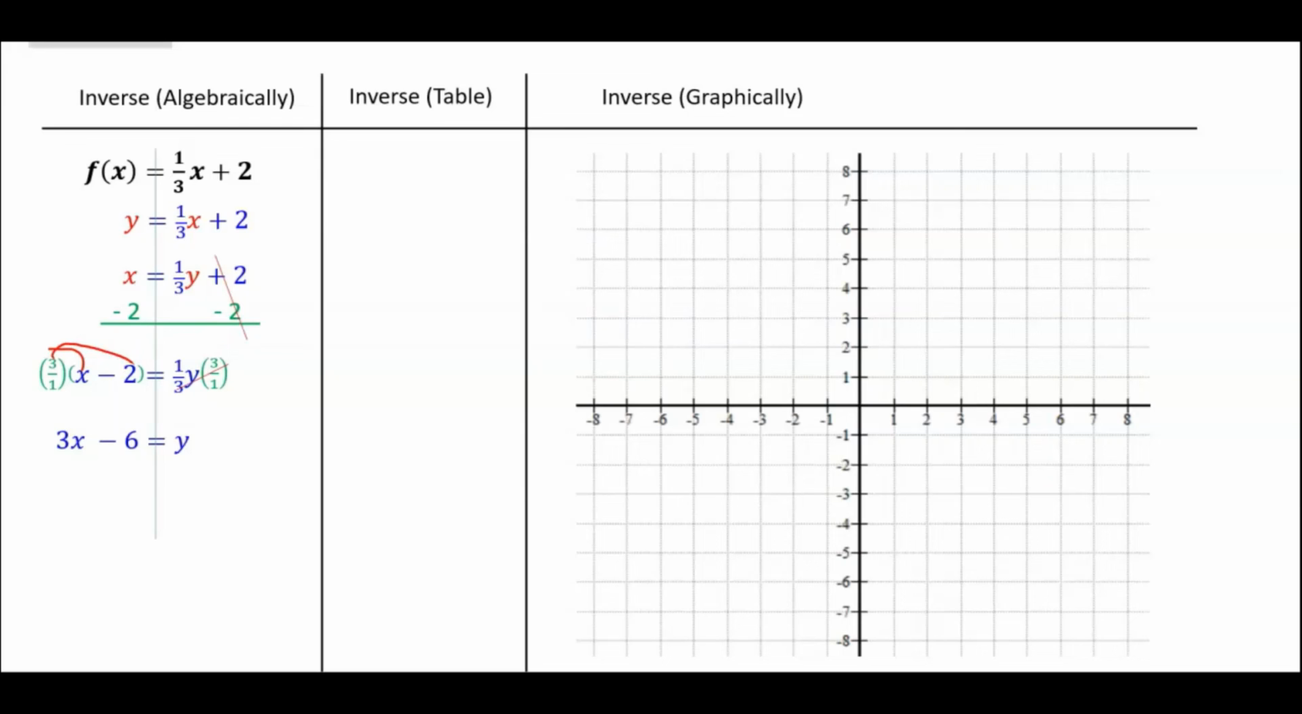Cool. Now my last step is instead of writing y equals, I have to use f inverse x. It's going to look just like this. F with a little -1, that's your inverse sign. F inverse x equals that. F of x turned into y, switch x and y, solve for y, write it as an inverse, okay?